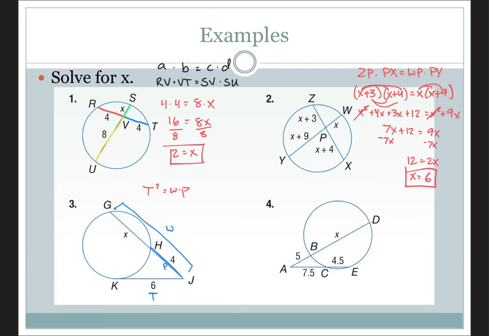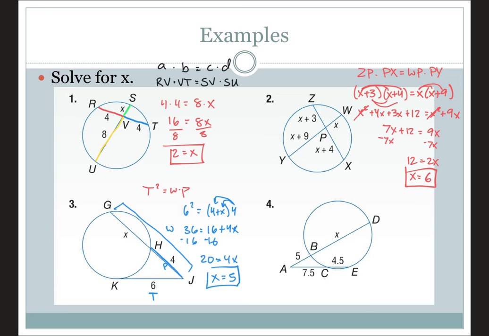Okay, so when I do this, I have 6 squared is equal to the whole piece, which is 4 plus x, times the outside piece of 4. And now I can combine like terms and distribute. So 6 squared is 36. Minus 16 is 20, is equal to 4x. x is equal to 5.